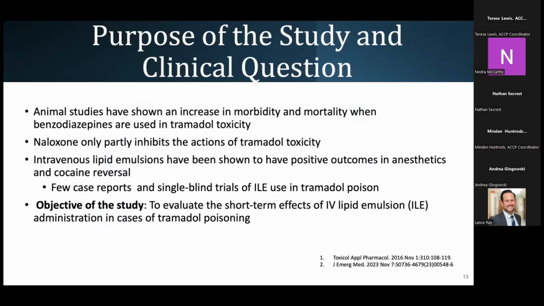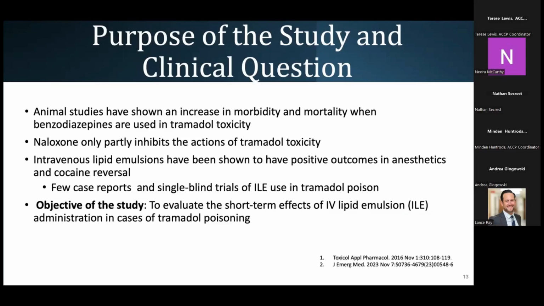Naloxone, again, is an agent that has been employed in the acute setting to help with tramadol toxicity, but it only partly inhibits the action of tramadol. So tramadol would still be able to go on to elicit its toxic effects if naloxone is used or benzodiazepine is used. So with intravenous lipid emulsions, being that it has shown positive outcomes in reversing anesthetics and cocaine toxicity, it's shown to be a great agent to be used in tramadol poisoning.